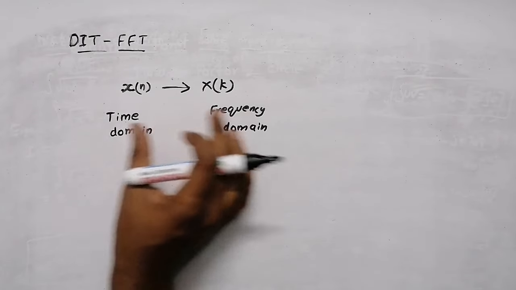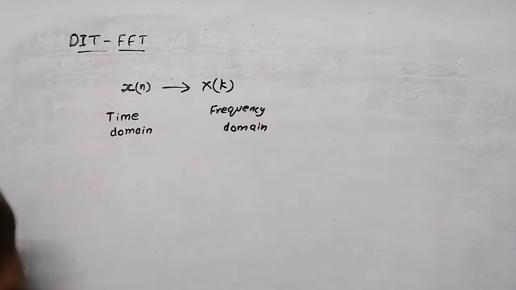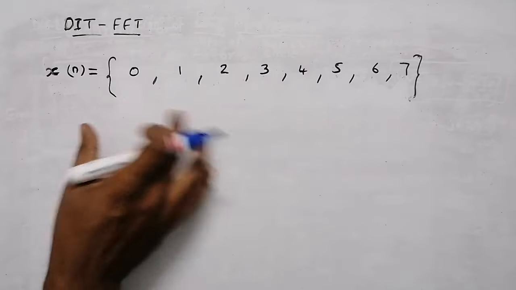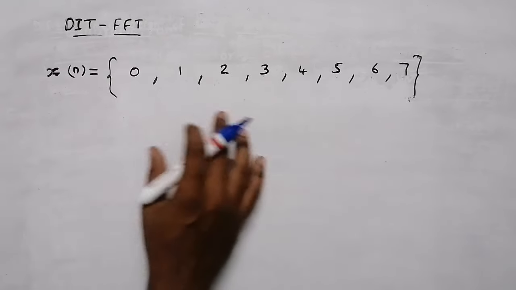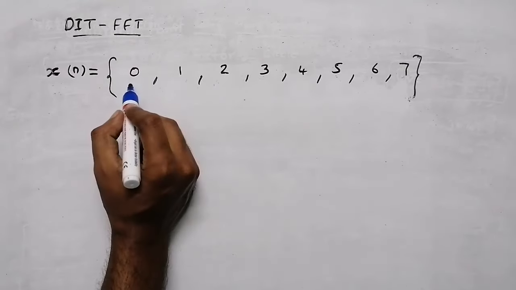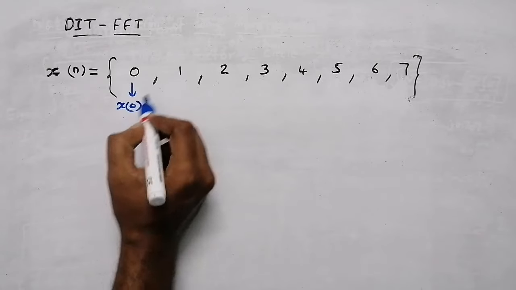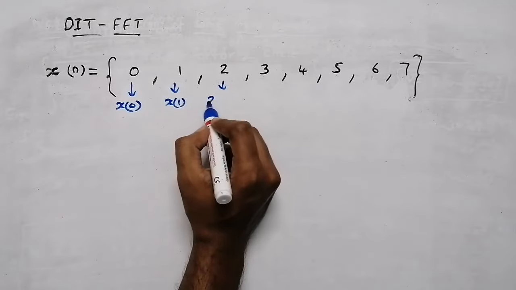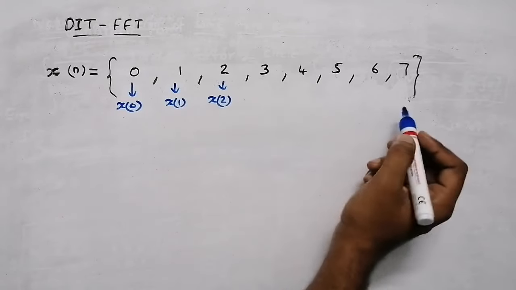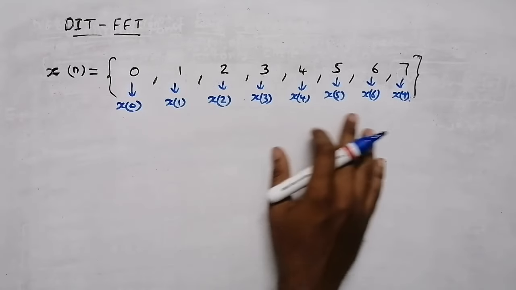Time domain signal can be converted into frequency domain signal by using the DIT FFT algorithm. We need to convert this discrete signal, this time domain signal, into frequency domain. So first of all, write the sequence. This is our first element, so we will write it as x of 0. This is the second element, x of 1. This is the third element, we will write it as x of 2. Like that, right up to x of 7. Now we wrote all the sequence.